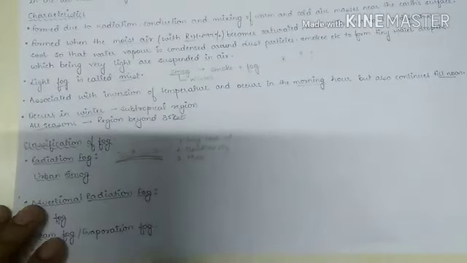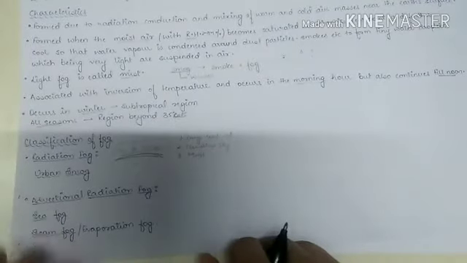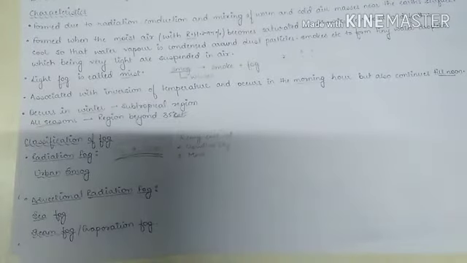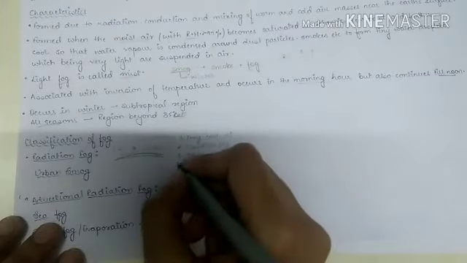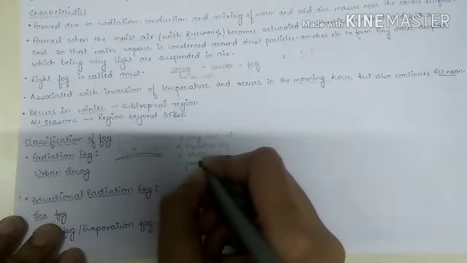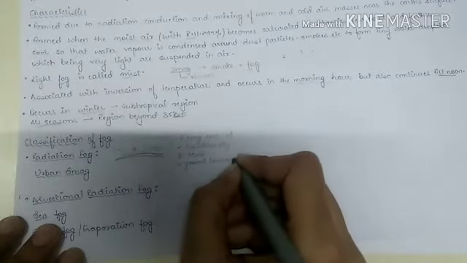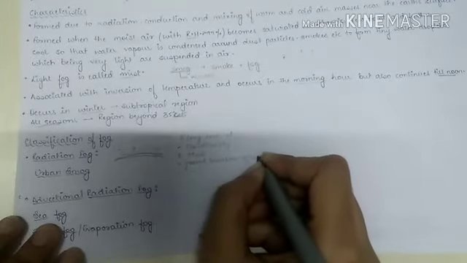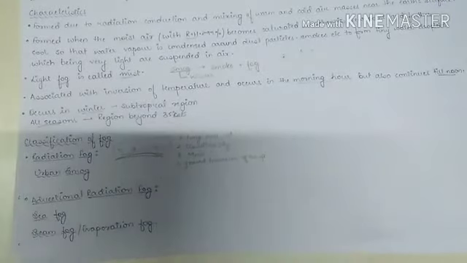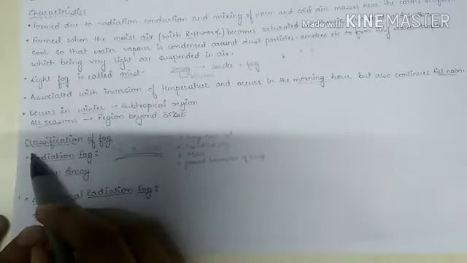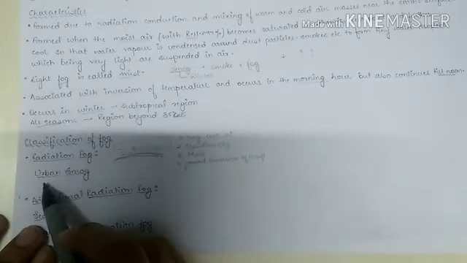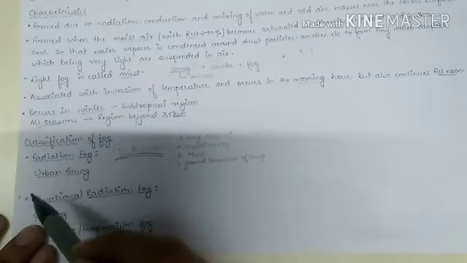And the fourth is the ground inversion of temperature. So this was radiation fog, and this type of radiation fog is commonly found in urban areas.